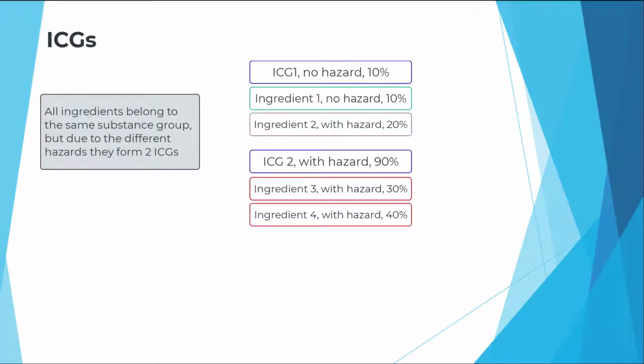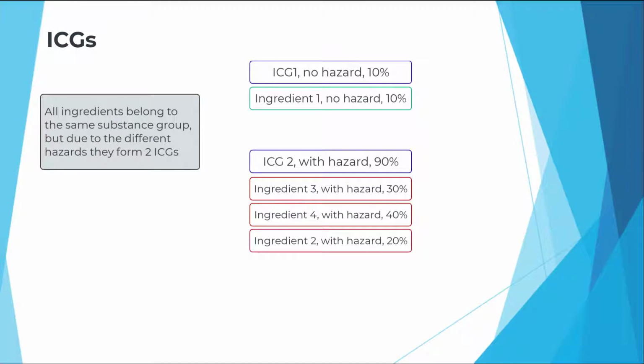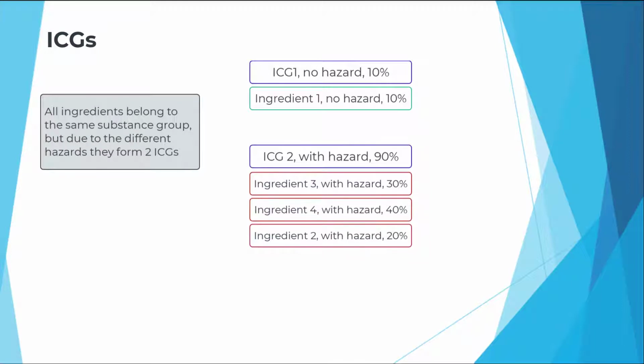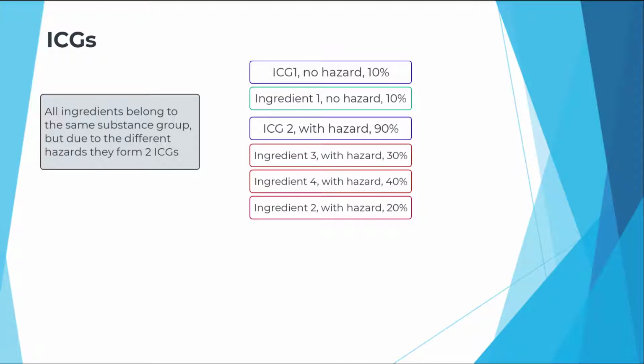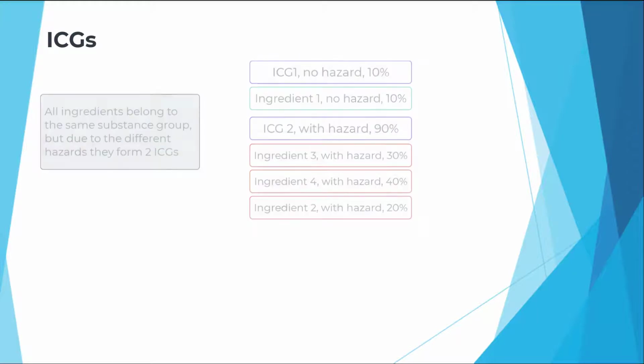If, based on new information, one of the ingredients would become hazardous, then it must be assigned to the other group. The ICG with the non-hazardous substances now only has 10% of the ingredients, and the ICG with the hazardous substances will have 90% of them. This therefore means that although the substances belong to the same substance group, a new UFI must be calculated.